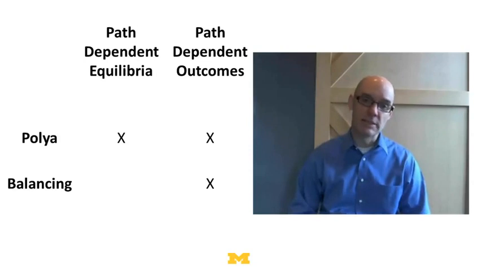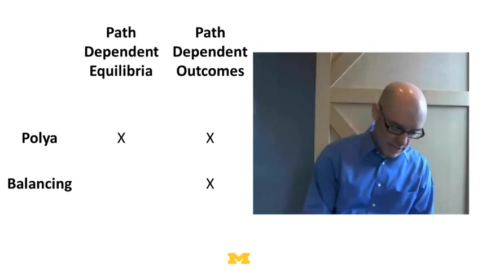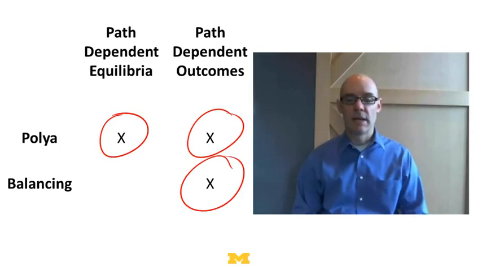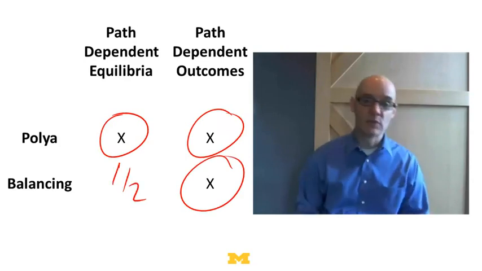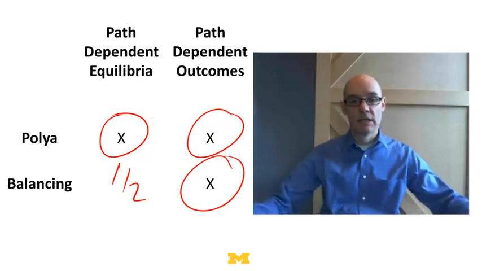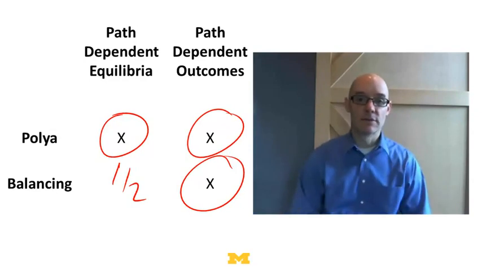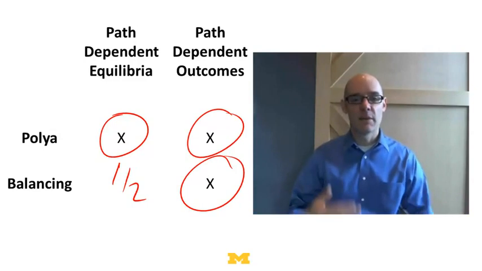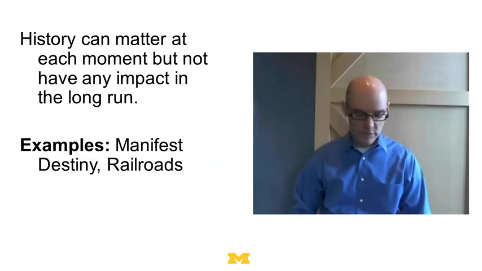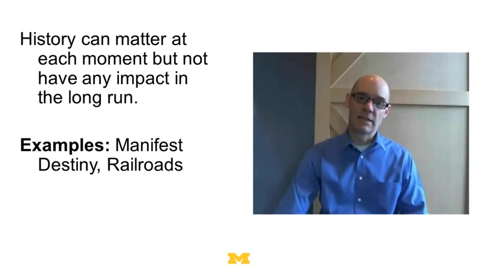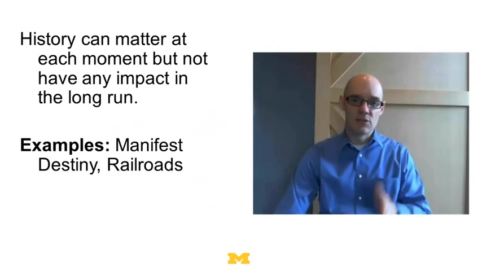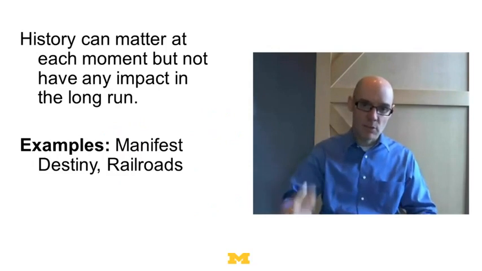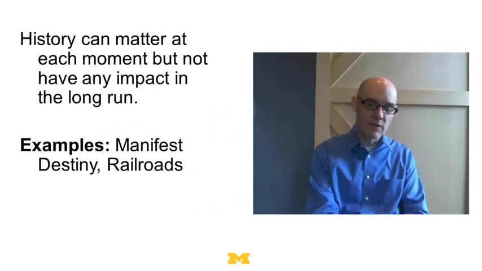So if I think of the Polya process and the balancing process, the Polya process has both path-dependent equilibria and path-dependent outcomes, but the balancing process only has path-dependent outcomes. The equilibrium is always 1/2. It doesn't depend on what happened along the way. It's always going to end up with equal amounts. Now this is an incredibly important insight because it affects how we think about identifying path dependence in the real world. I'll give an example. In the balancing process, history matters at each step in time. So when I think about what's the odds of getting a blue ball in period 7, well that depends on how many blue balls I picked in periods 1 through 6. So each period's outcome depends on the past.